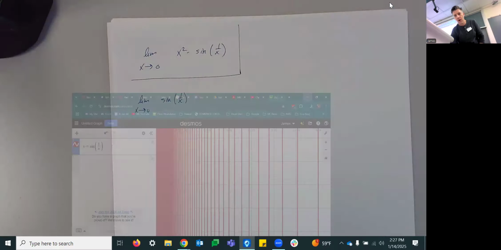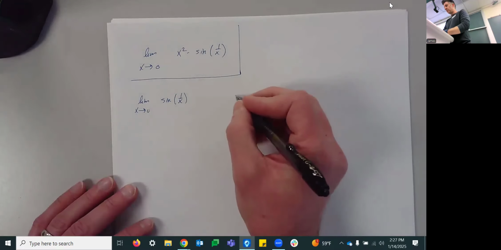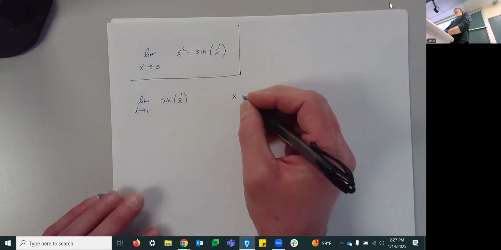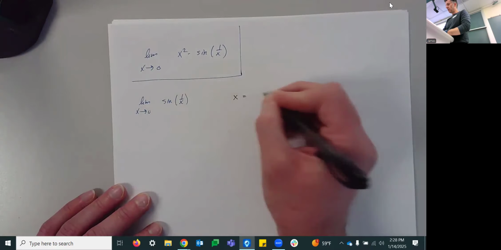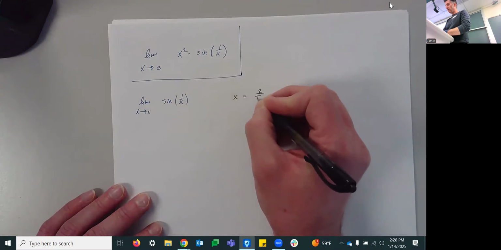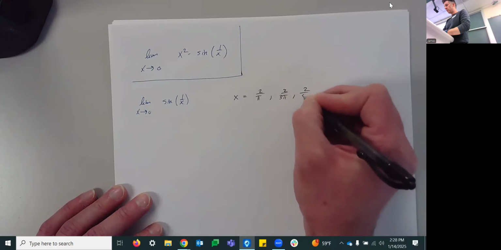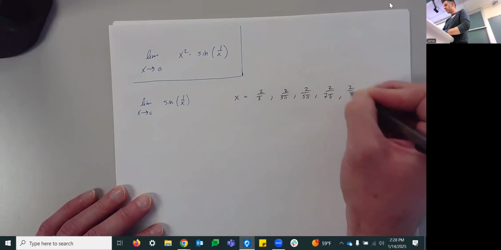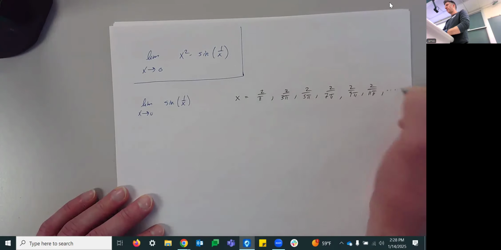And the way people argue this is that you can keep picking values of x that are closer and closer to 0, like x equal to, what's my choice here? I want to get 3 pi, so I want, say, 2 over pi, or 2 over 3 pi. Let me ask you all a question. Are these numbers getting smaller or bigger?